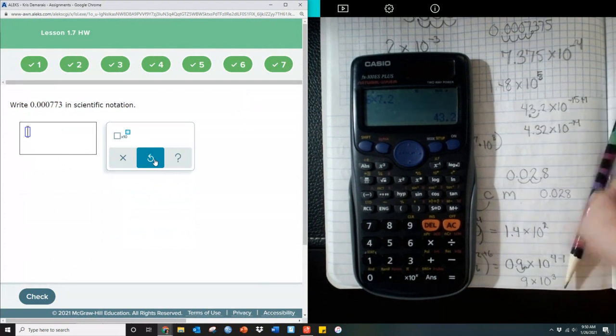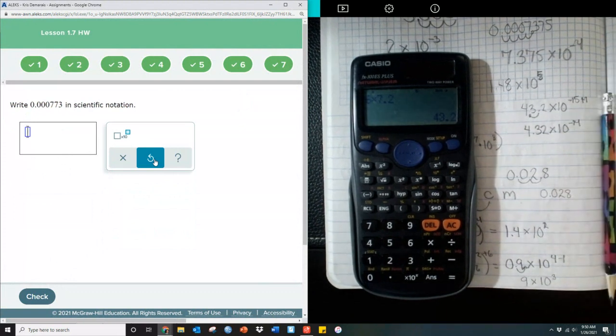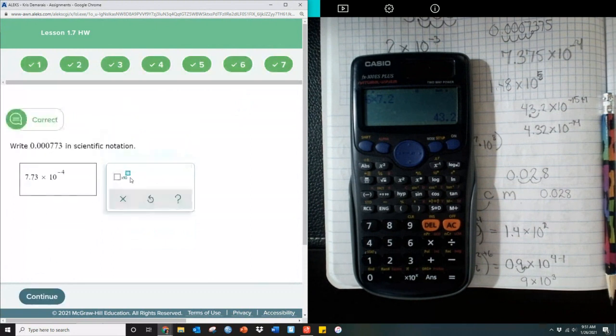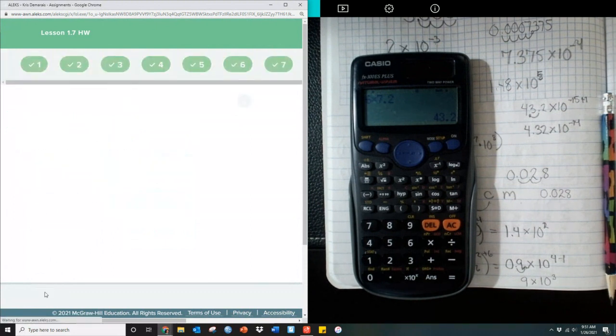All right, now the rest of this is pretty straightforward. This is scientific notation. So how many zeros? I see 4 zeros. So that means I'm going to get 7.73, and then it's going to be negative 4 because I see 4 zeros. Kind of an easy strategy there.